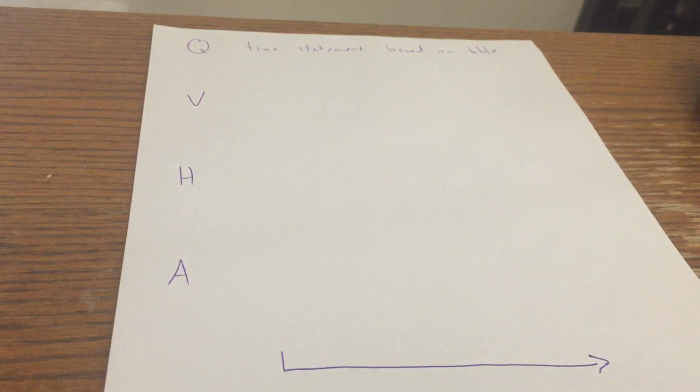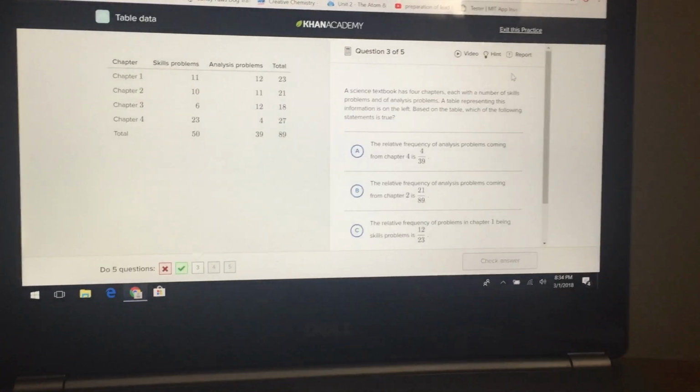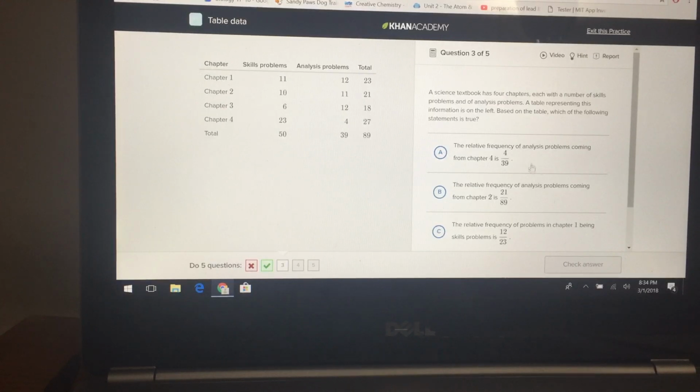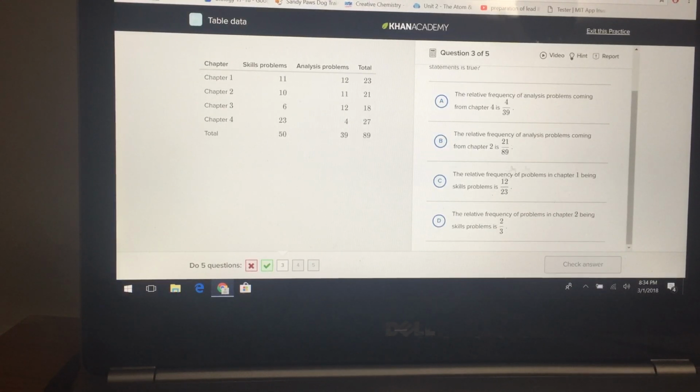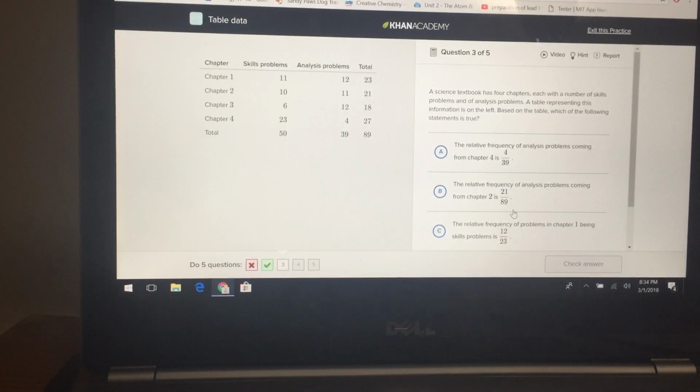Okay. So I'm looking at the table. I see a bunch of numbers, and I look here and I see fractions. Ooh, fractions, right? And then I see the word relative frequency. What does that even mean? I don't know. So what I'm going to do is watch a video.